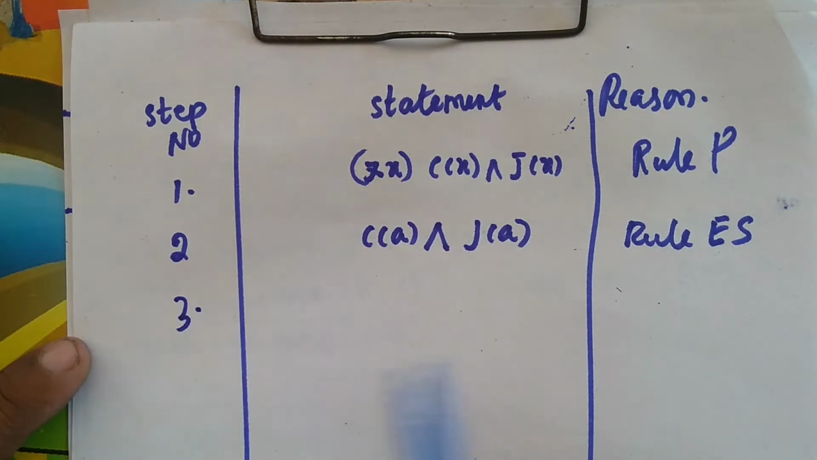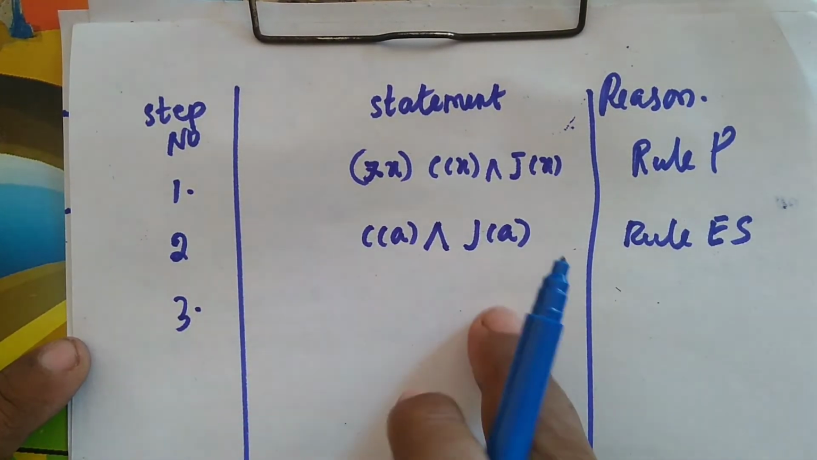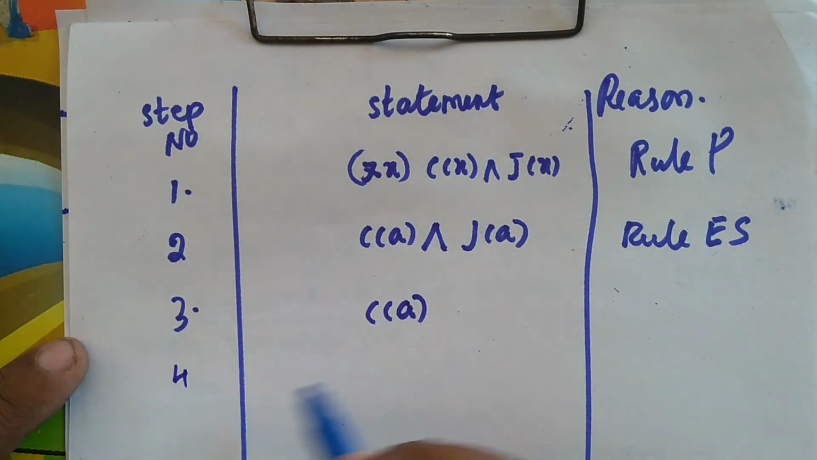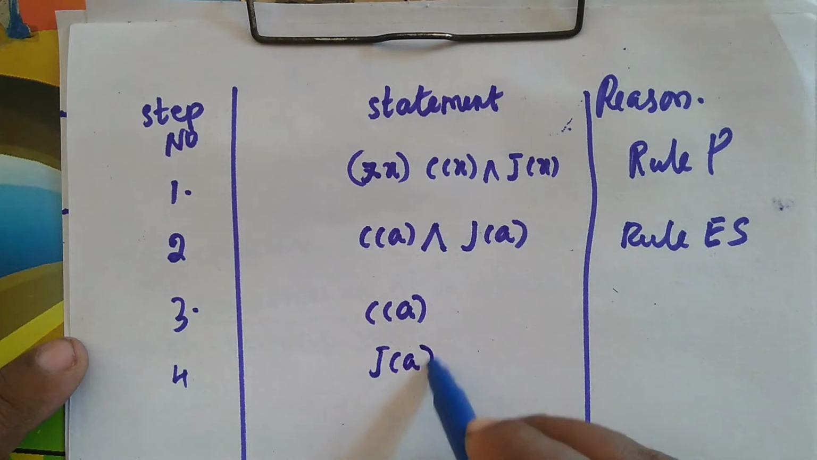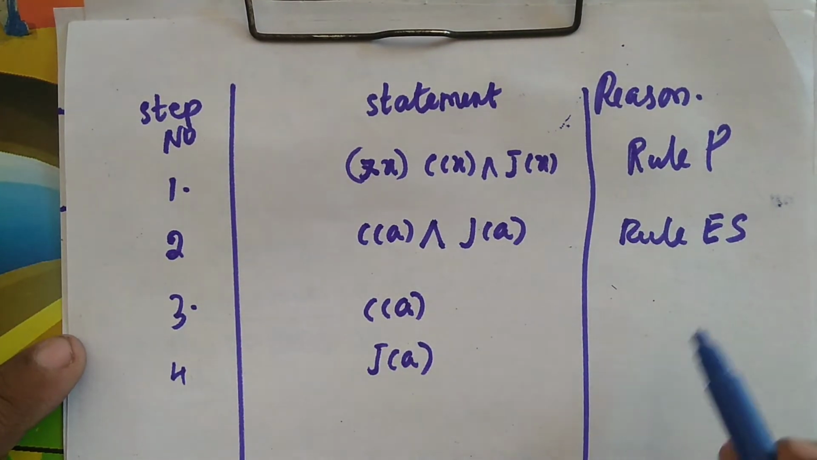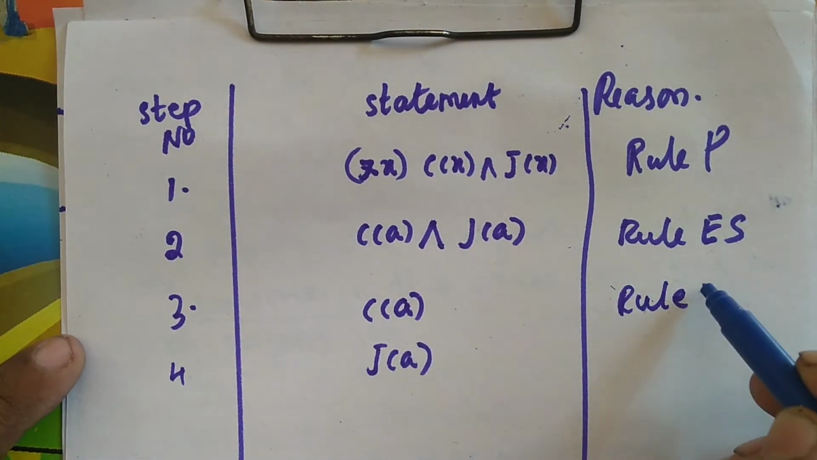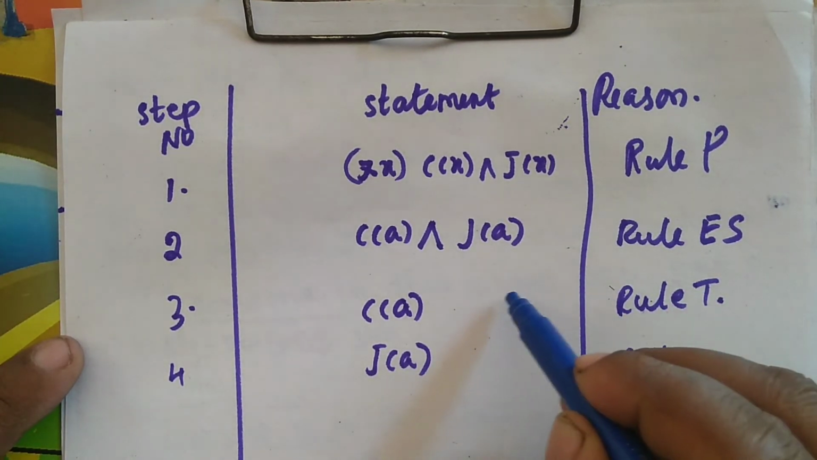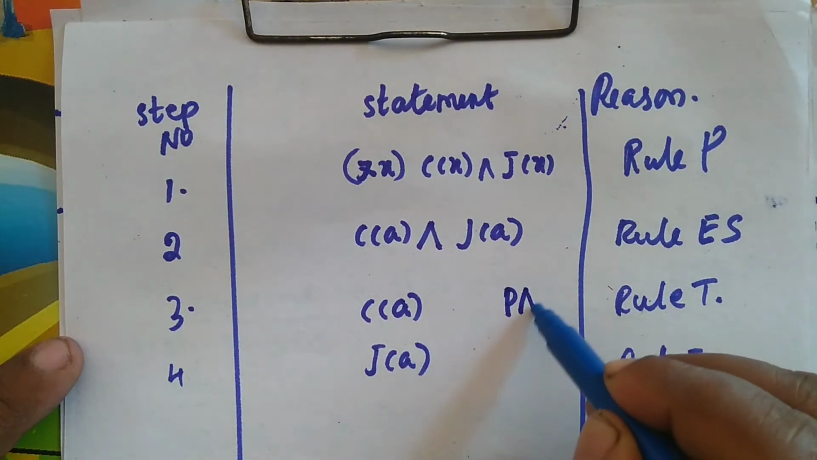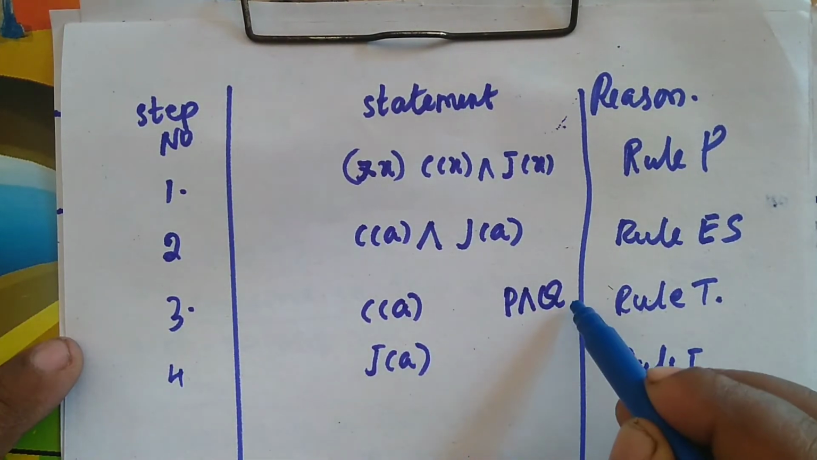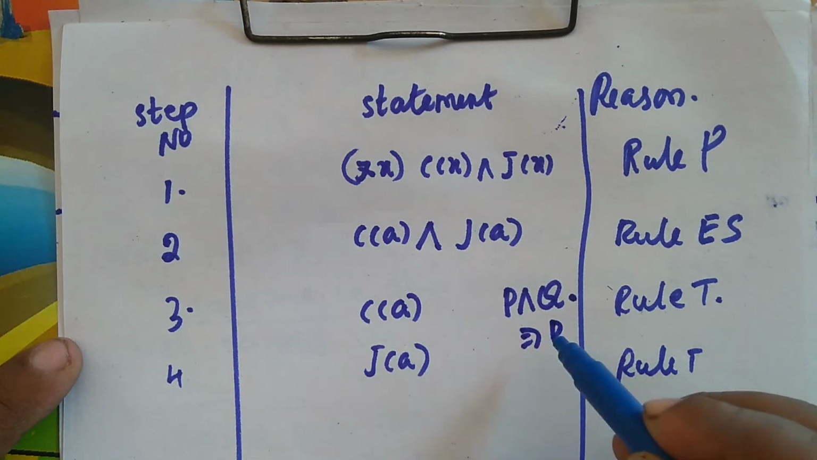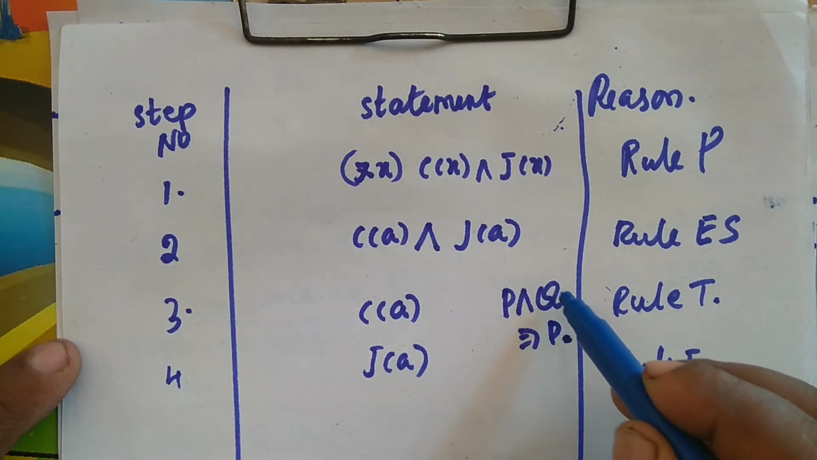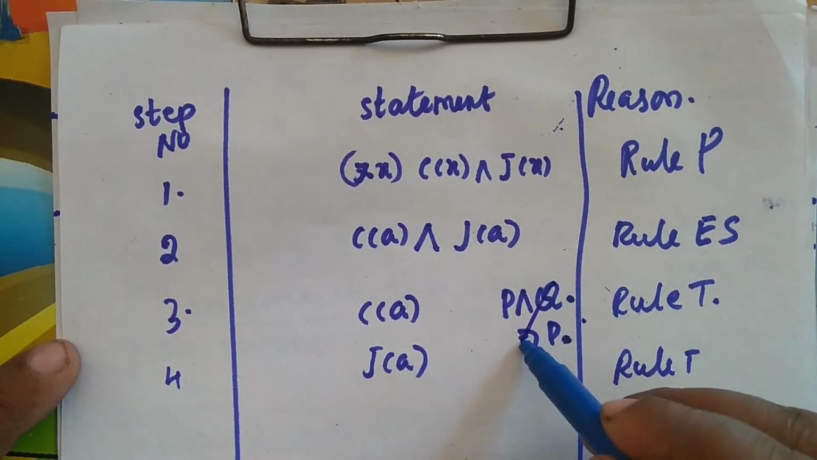Now and means we can take separate, that is C of A and J of A, by rule T. Which formula? That is P and Q. Then P and Q implies P, and P and Q implies Q. So that is by that formula.